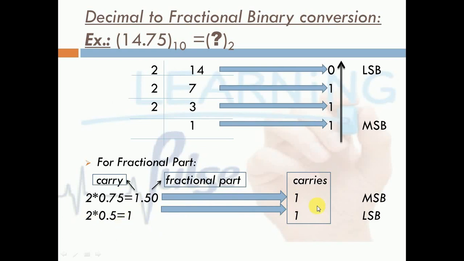So now again we have to arrange these carries, so we are arranging here from the top to the bottom. The number at the top is known as the MSB, whereas the number at the bottom is known as the LSB. So for the fractional part we have to arrange the numbers from the top to the bottom, whereas before the fractional part we have to arrange the numbers from the bottom to the top, and therefore we can say that our actual value of 14.75, which is a decimal number, is 1110.11 in the binary number system.